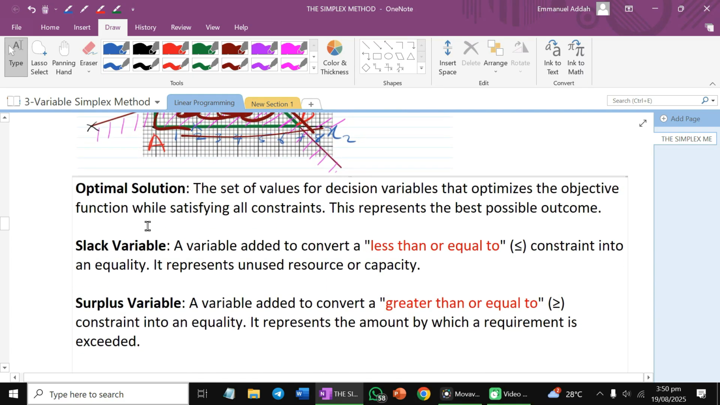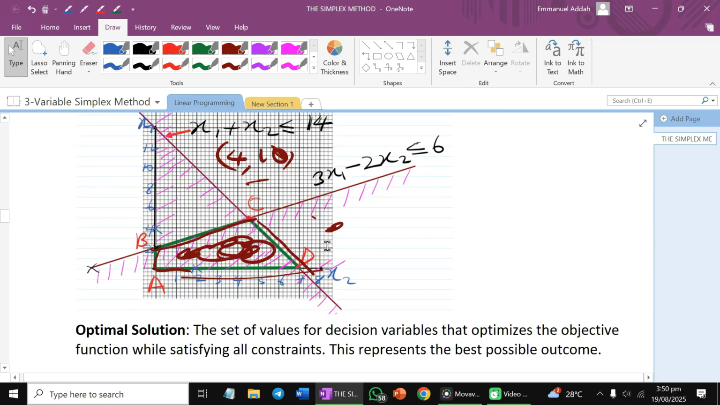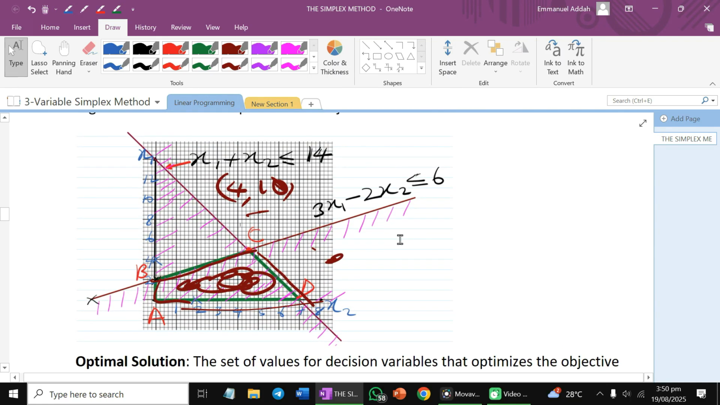Then you have the optimal solution. An optimal solution is the solution that gives you the best result. If we are talking about a maximization problem, then the optimal solution is the point that will give you the maximum result. If you solve the equations of the two lines simultaneously, the result gives us this point, and this point is the optimal solution. This is the maximum result that you can get from the combination of x1 and x2.